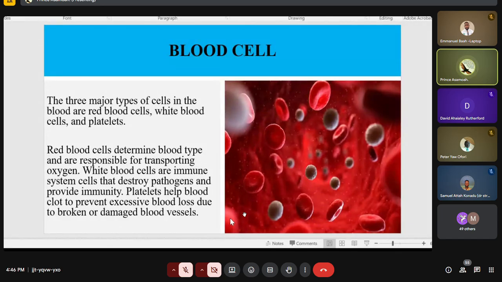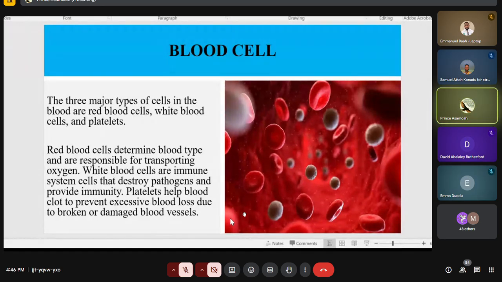And so when the blood reaches your alveoli, the lungs, where it exchanges carbon dioxide for oxygen, the oxygen goes into the blood. What that essentially means is that it is going straight into your red blood cell, the hemoglobin, and attaches itself to the 4 chains of each hemoglobin, and then they are transported away from the alveoli into all parts of the body where oxygen is needed. So red blood cells determine blood type and are responsible for transporting oxygen.